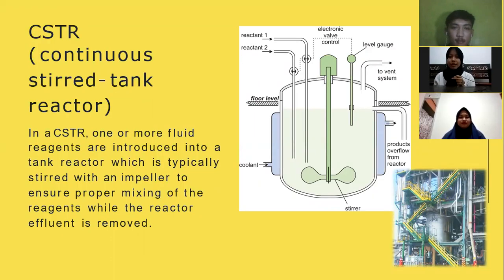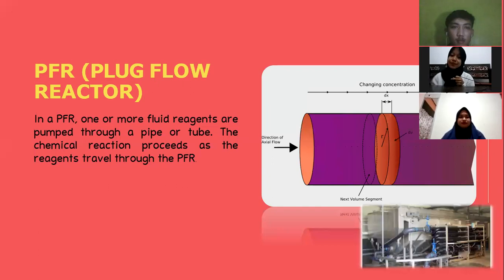Next, we have CSTR, or Continuous Stirred Tank Reactor. In a CSTR, one or more fluid reagents are introduced into a tank reactor, which is typically stirred with an impeller to ensure proper mixing of the reagents while the reactor effluent is removed. Next, we have PFR, plug flow reactor. In a PFR, one or more fluid reagents are pumped through a pipe or tube. The chemical reaction proceeds as the reagent travels through the PFR.